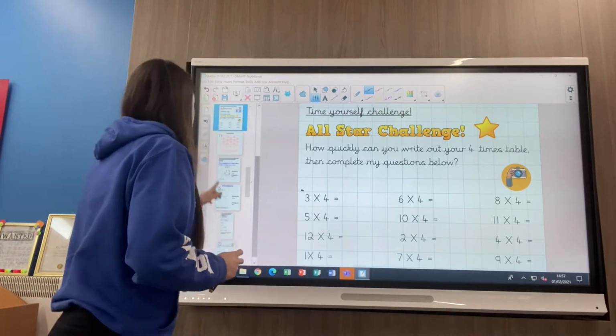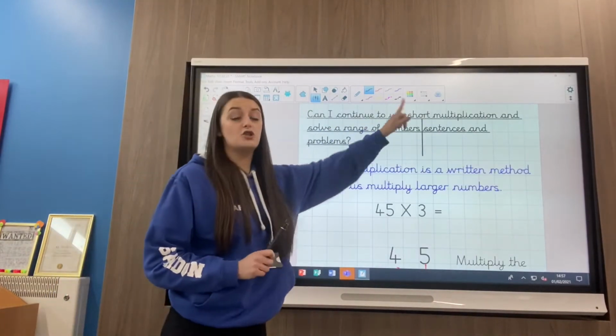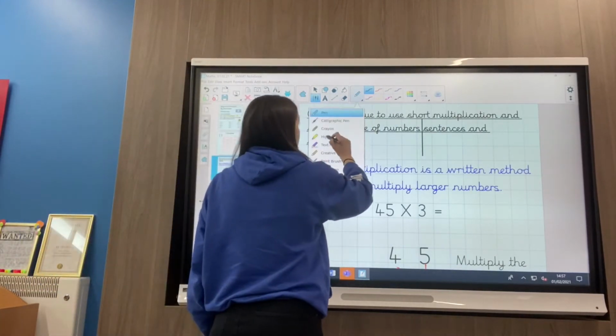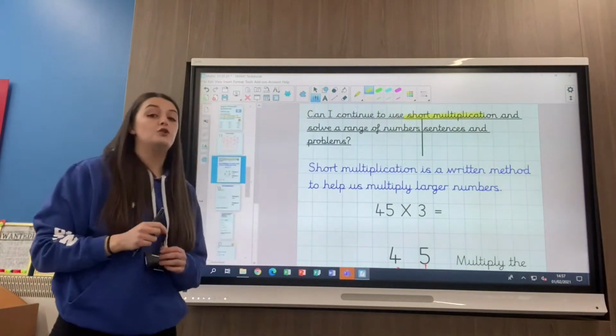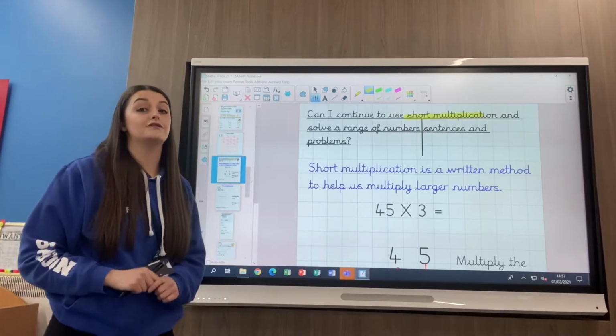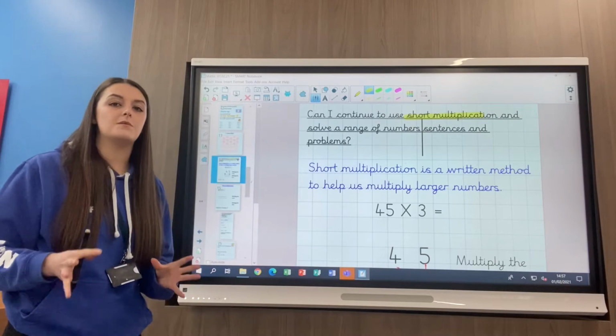Okay, so we're going to move on today, Year 3, to continuing to use short multiplication, which lots of us were amazing at yesterday. And then we're going to solve a range of number sentences and problems in our integer section and our tough challenge section. So let's just have a little recap of what short multiplication was.